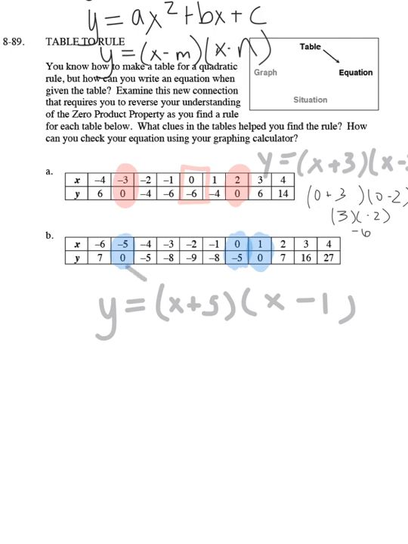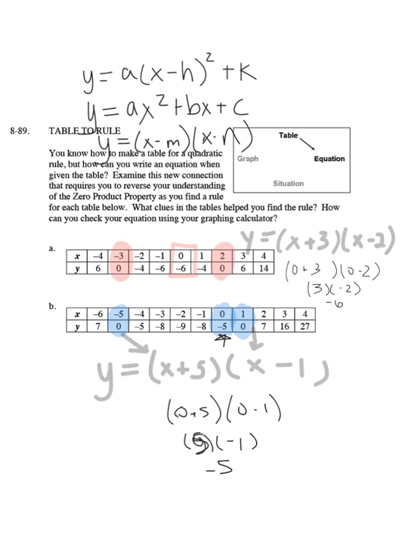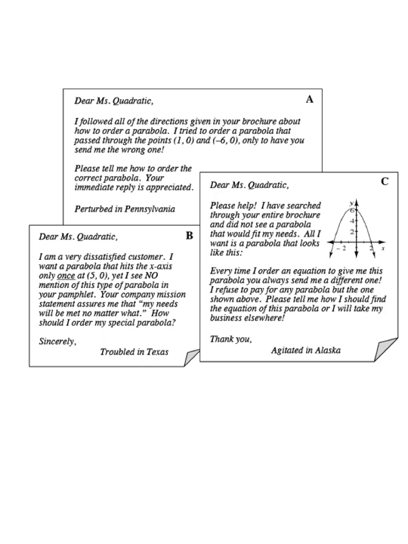Because -5 plus 5 would make 0, or +1 minus 1 would make 0. Then we can check for the y-intercept if we simply plug in a 0 for x: 0 plus 5, and 0 minus 1. We get 5 and -1. 5 times -1 is -5, which matched the y-intercept in the table, so our equation is good. Both of these equations are in factored form because the information that I saw in the table was those zeros, or x-intercepts. Here are 3 more quick examples.